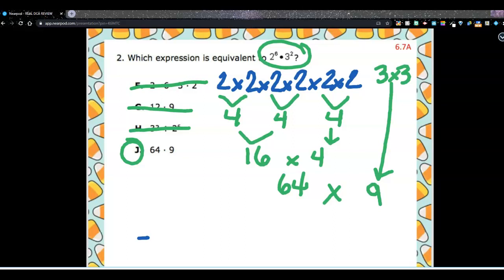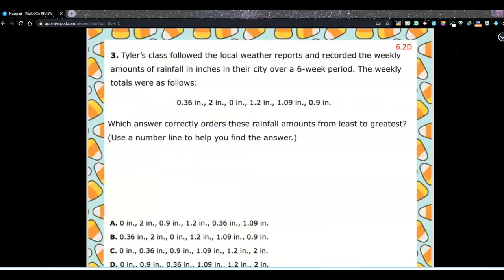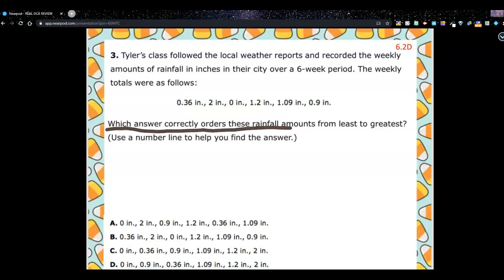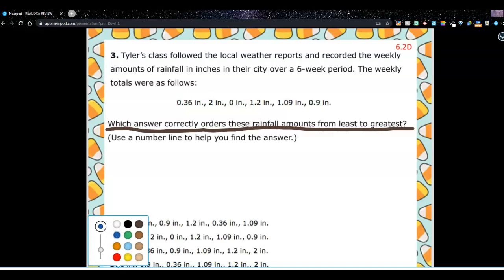All right. So our next one. Okay, so this problem is about ordering decimals. Which answer correctly orders these rainfall amounts from least to greatest? All right. So least to greatest. When we work with decimals, I like to think about it like money. Okay, so it's not going to be easy for me to do, but I'm going to try to write this out here because my board doesn't like decimals.